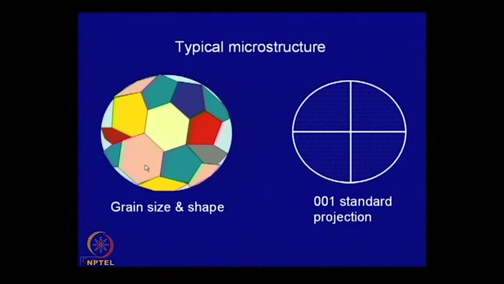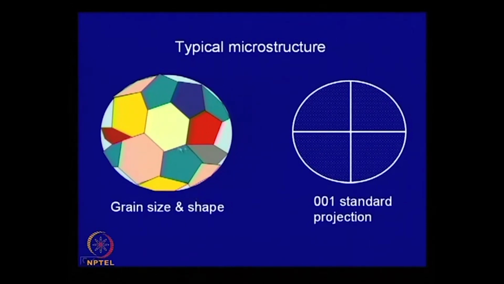You will have several grains, all differently oriented, and looking at the microstructure, an important parameter that you can find out is the grain size, the diameter of the grain, and its shape. You can also try to find out the average number of boundaries per grain. As we will see at the end of the lecture, I will leave this as an exercise: if you look at the microstructure, this will be some number between 5 and 6.